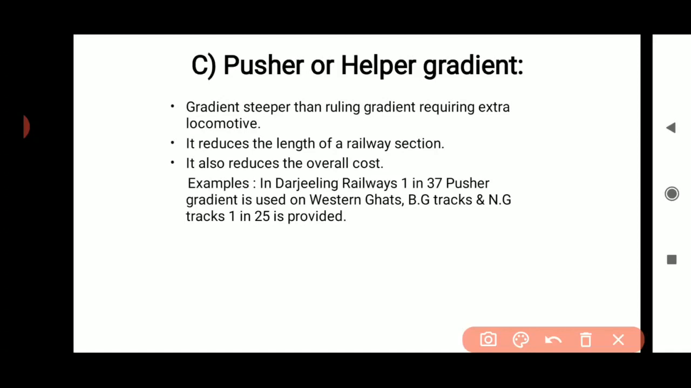By providing an extra locomotive, it reduces the length of the railway section, and for that it also reduces the overall cost. For example, in Darjeeling Railways, a 1 in 37 pusher gradient is used. On the Western Ghats, for broad gauge tracks and narrow gauge tracks, 1 in 25 is provided. So this is all about pusher or helper gradient, where an extra locomotive is provided to overcome the steeper gradient.